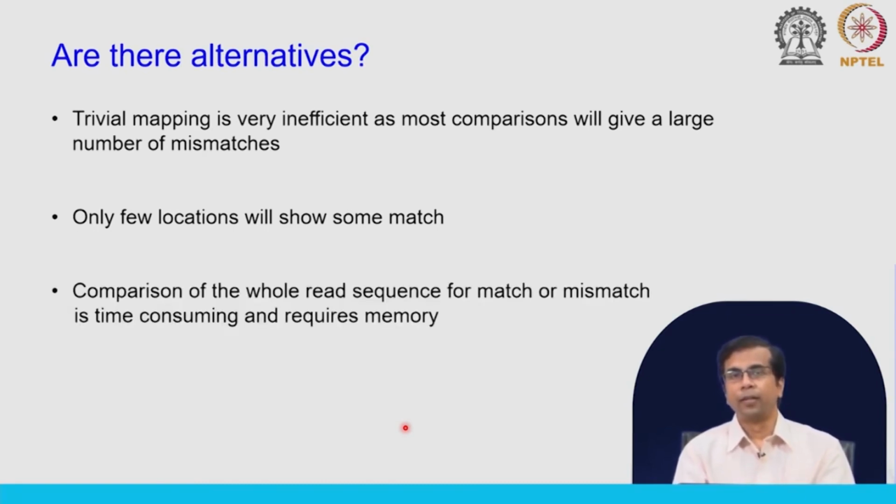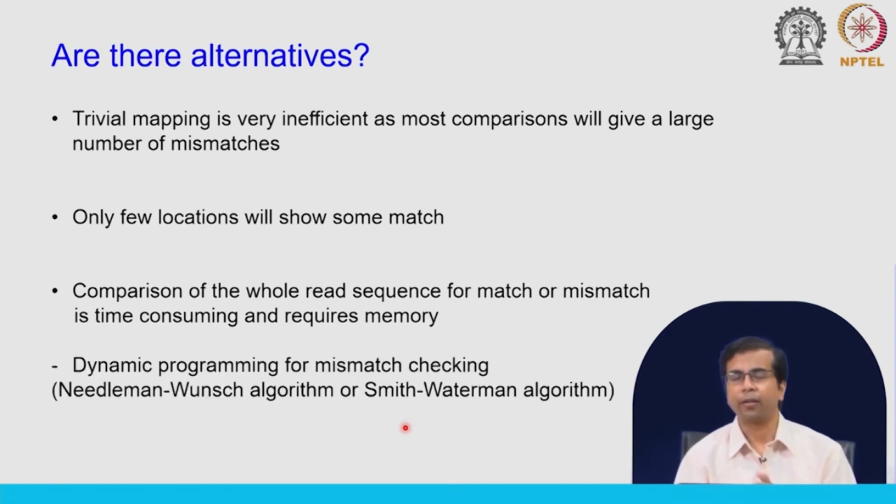Again, if you want to compare the whole read sequence for match or mismatch, this is also time consuming and it also requires memory, because we utilize something called dynamic programming for mismatch checking. If we are using dynamic programming with the Needleman-Wunsch or Smith-Waterman algorithm, this takes a lot of time if you are doing it for the whole sequence. These are the limitations of this brute force approach. There might be some other alternatives that can do better.